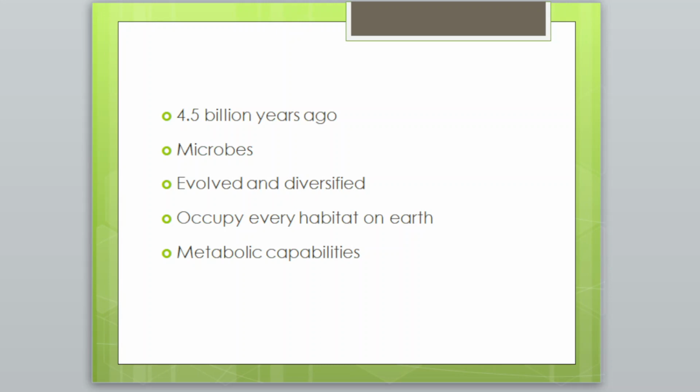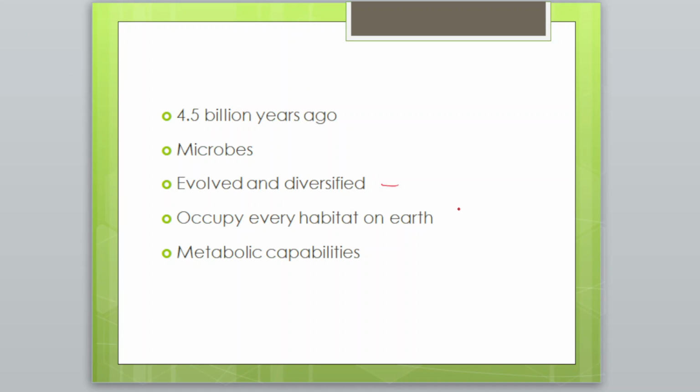So, what happened? Earth was formed 4.5 billion years ago. And what happened within the next billion years? The first cellular life form, which is known as microbe, appeared. That means microbes were the first organisms which appeared after the formation of Earth. Since that time, microorganisms have evolved and diversified.